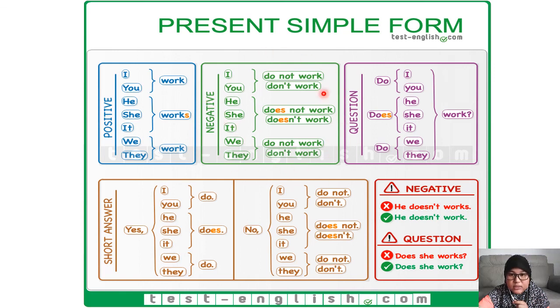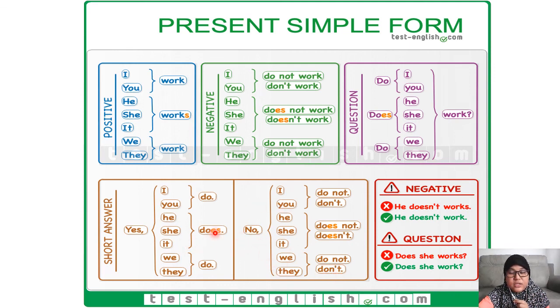If you want to make a negative statement, you need to put do and does. Same like question. If you want to make a question, you need to use do and does. For example, do I work? Adakah saya bekerja? Do you work? Adakah awak bekerja? For I and you need to use do. So, do I work? If the answer is yes, you need to answer yes, I do. Does she work? Yes, she does. Do they work? If no, they don't.